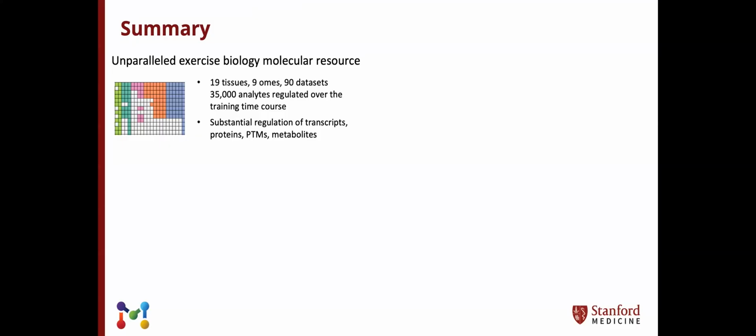Okay, so to summarize, this is an unparalleled multi-omic resource for exercise adaptation across tissues. So we have 19 different tissues, 9 omes. It's over 90 data sets, and we find over 35,000 analytes that change with training in at least one tissue and ome over the training time course. So we really show that this is an organism-wide effect of endurance training in these rats.